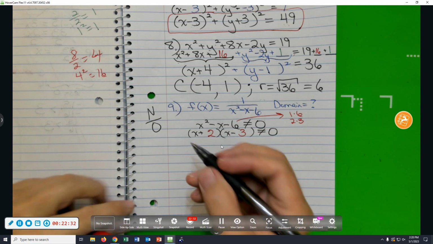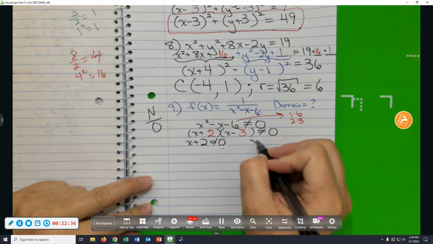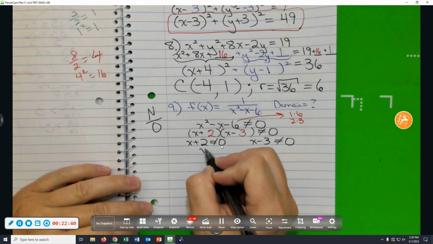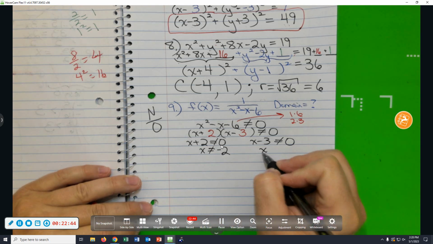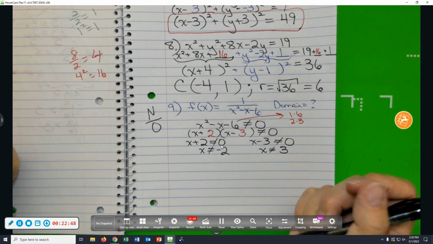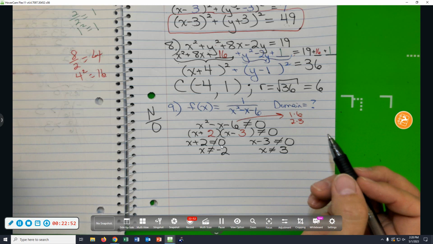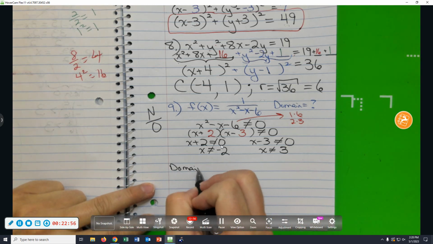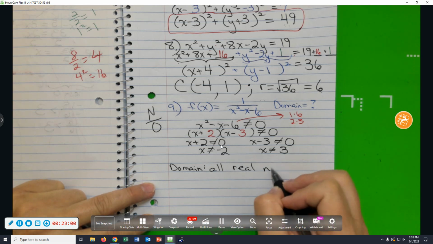Okay, so x plus 2 can't be 0. X minus 3 can't be 0. So x cannot equal negative 2. Good. And x cannot equal 3. So x can be anything else. If we were going to write the domain out in words, I'd say all real numbers.